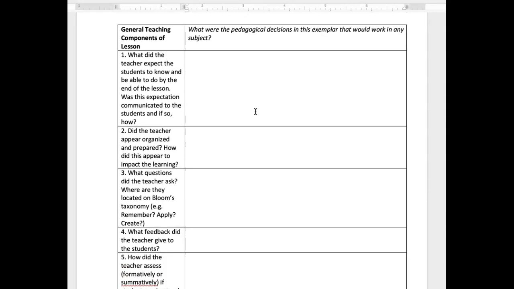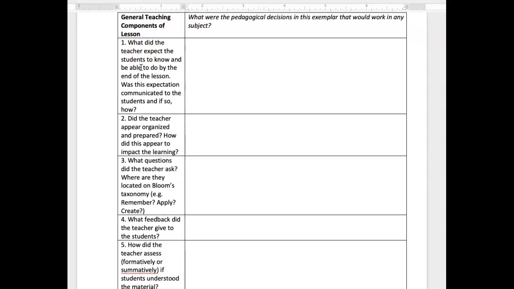Then this is just general teaching components of the lesson. What were the pedagogical decisions in this exemplar that would work in any subject? So if you're teaching math or science or phys ed or music, whatever, what are some things that could go cross curricular? What did the teacher expect the students to know and be able to do? Was this communicated? This is talking about, remember what Terry was talking about with John Hattie's, kids have to kind of know what is the point of this lesson? What are we as teachers expecting them to learn? And was that obvious? And if it wasn't obvious, how could the teacher have included it?